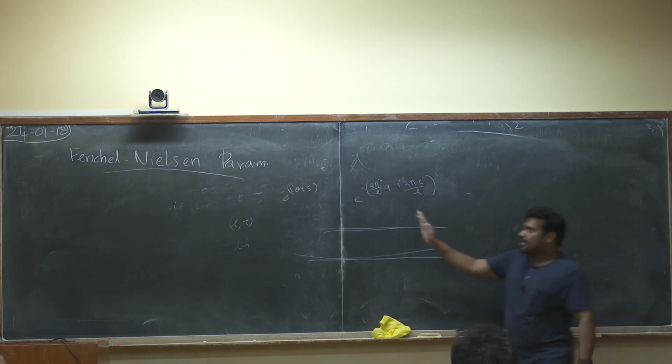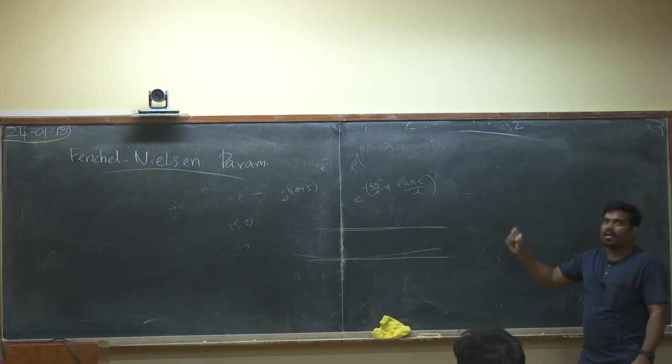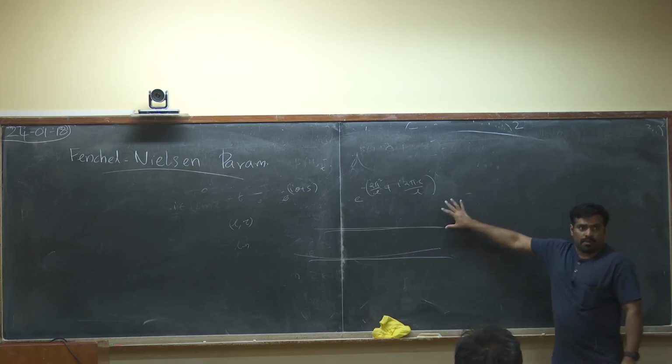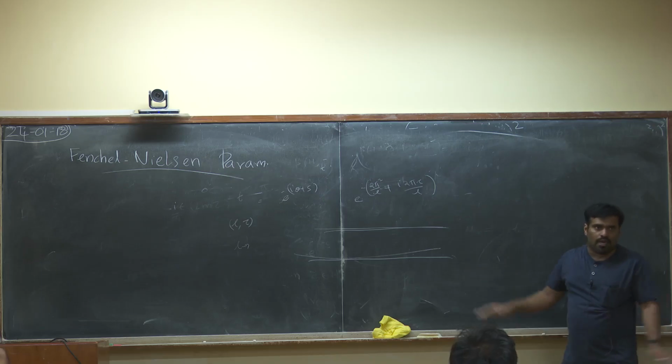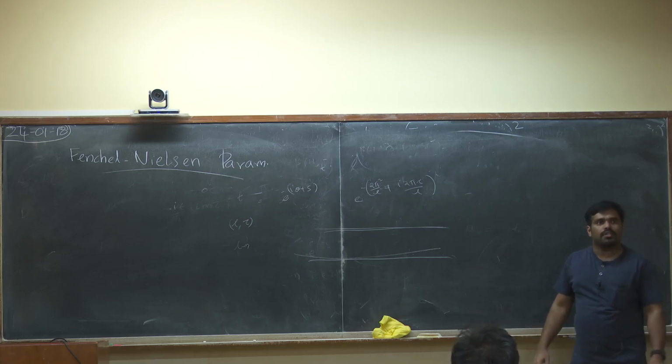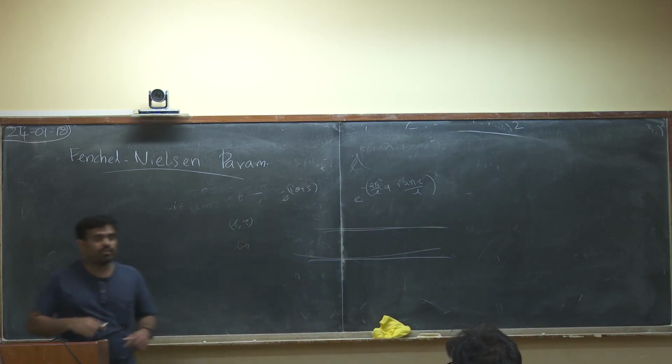So it takes you to a situation where you are at least asking a concrete question: can you solve this particular question or not? If you can solve it, then you can get a cubic string field theory. If you can't solve it, then I don't think it is possible to get a cubic string field theory.